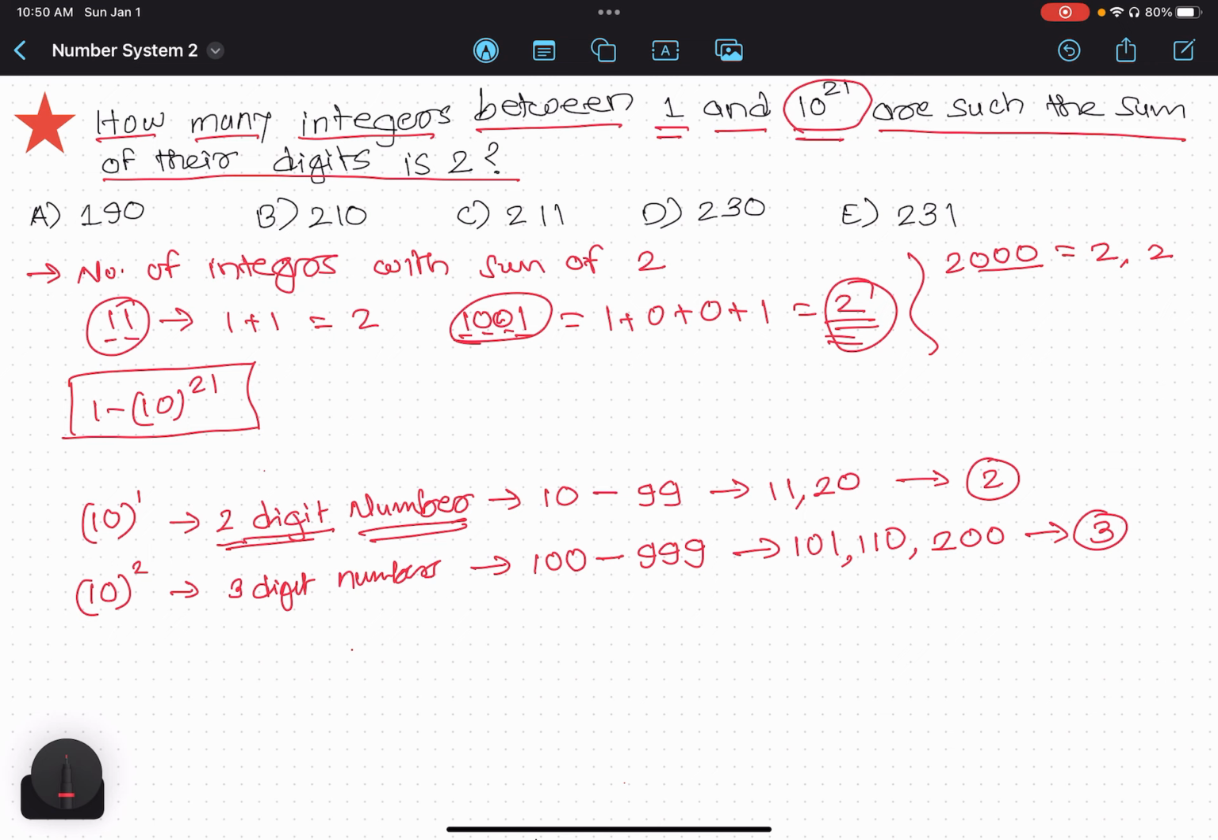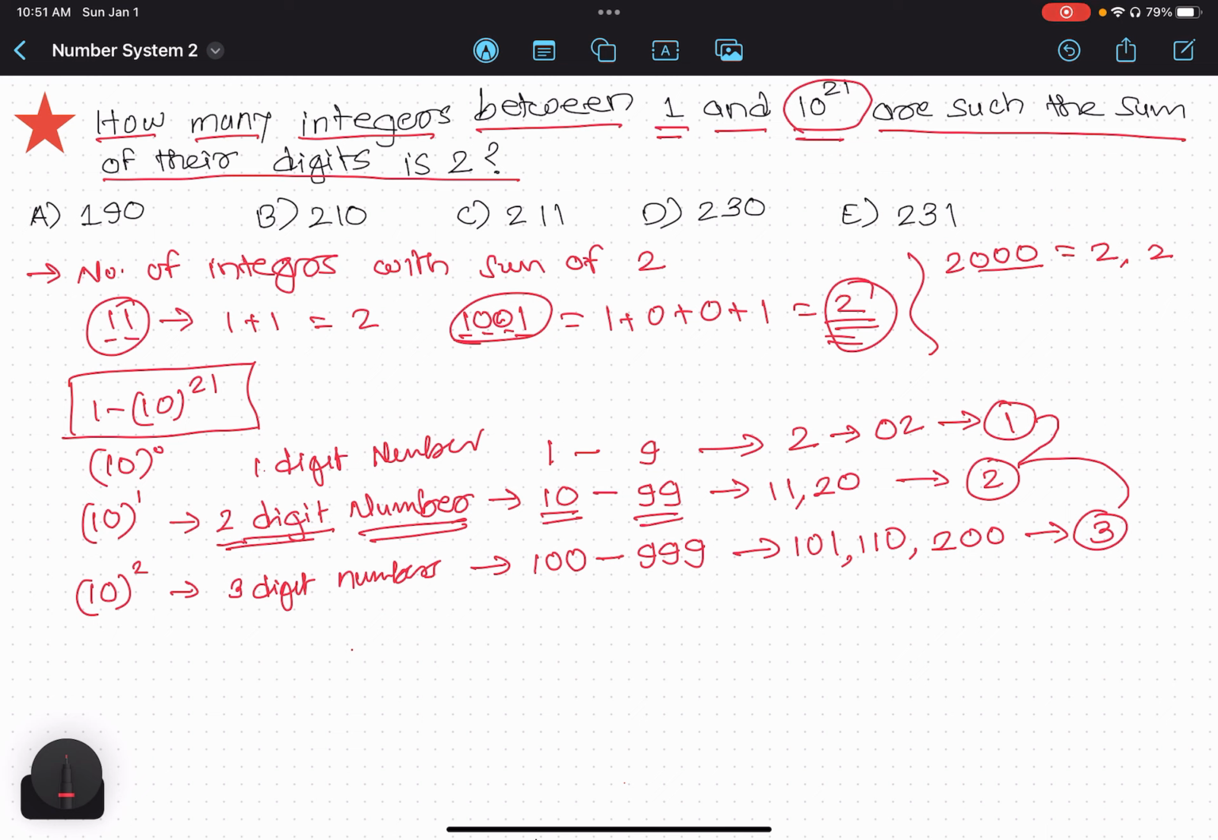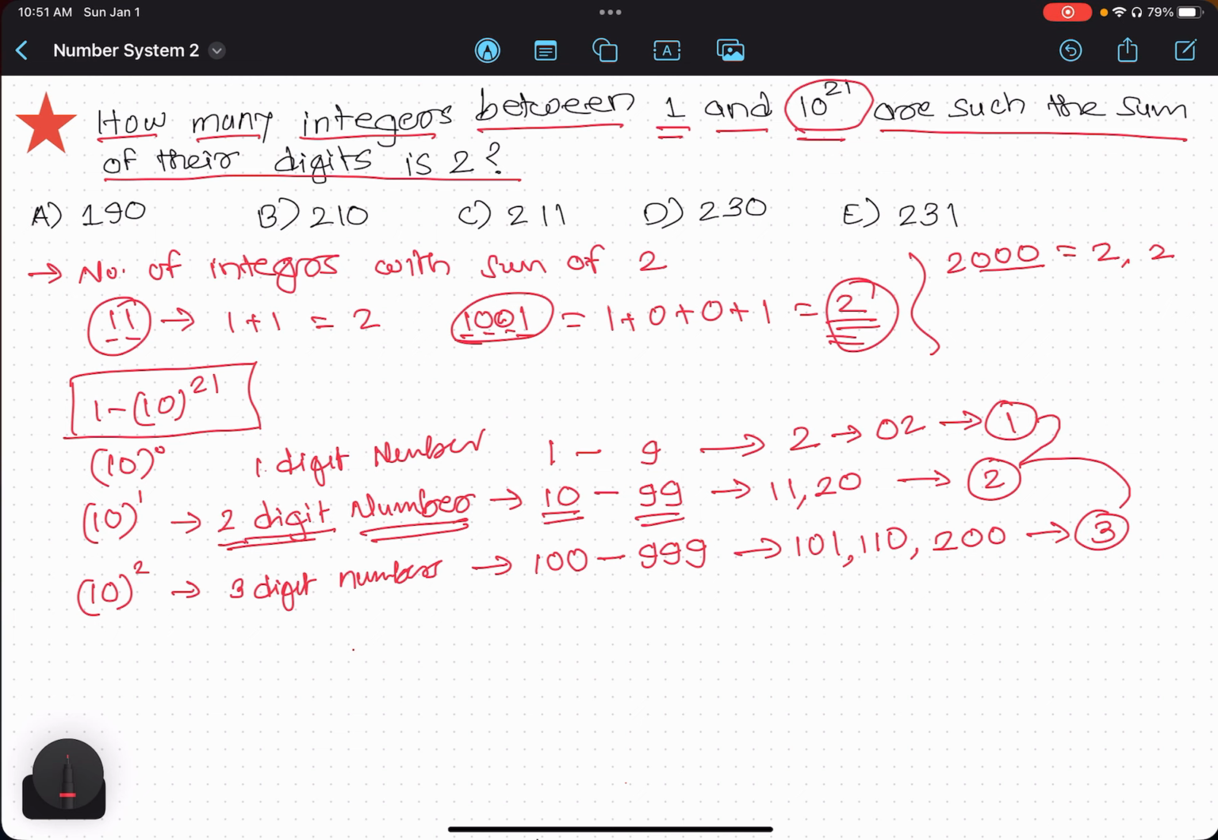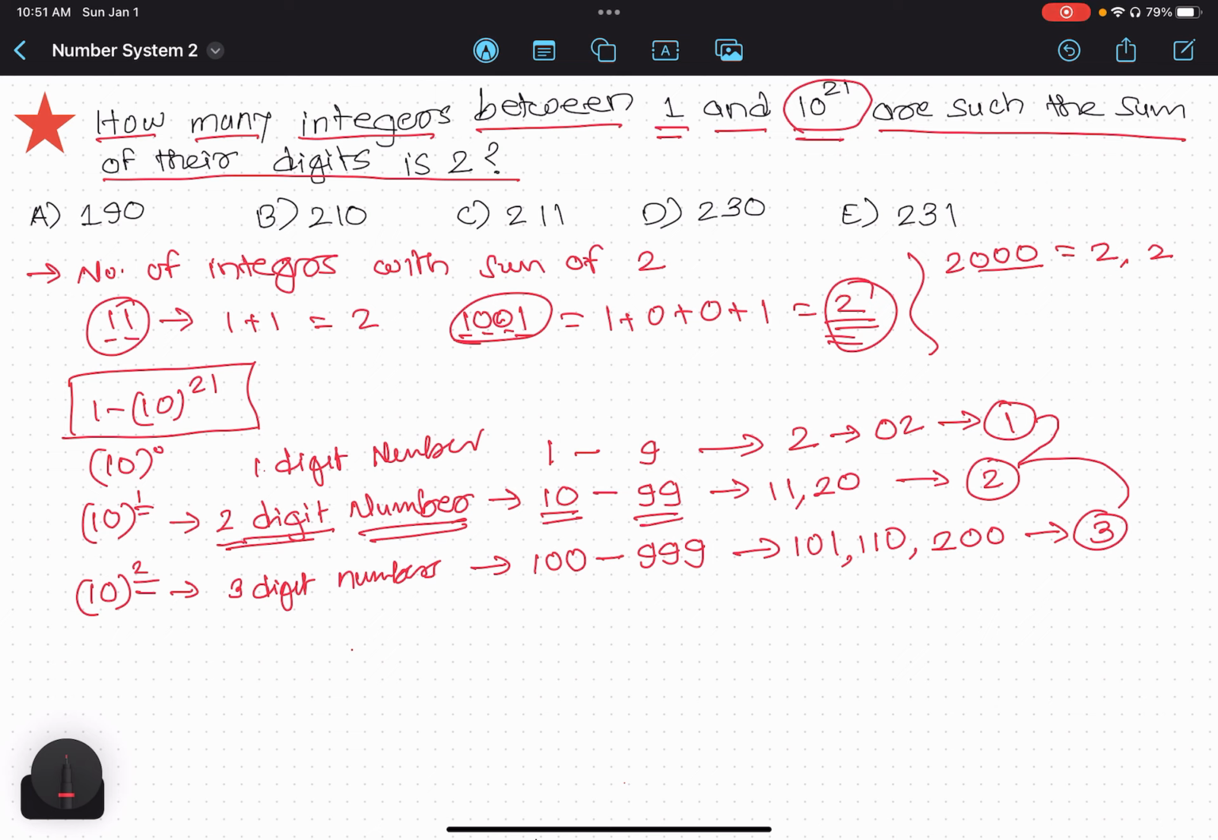But let's go back to the two digit number range, which starts with 10 and goes up to 99. What about 1 to 9, which are our one digit numbers? I will say 10 raised to 0. In this scenario, 2 is the only number whose digit sum is 2, so the occurrence is only once. Now you see the relation here. It keeps increasing by one as soon as we increase the power of 10.